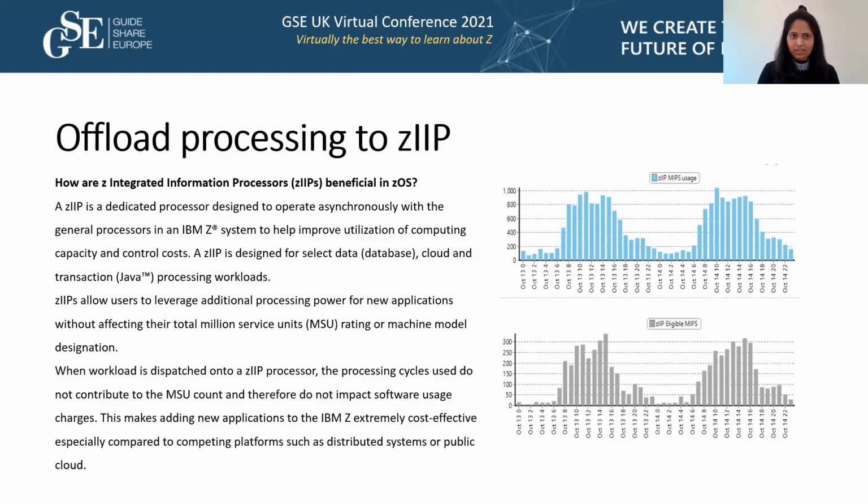Next one, offloading processing to the zIIP. Here on the right-hand side, I have two graphs. The blue one is showing average zIIP MIPS usage. The one below is zIIP eligible MIPS for one LPAR. During the peak period, it's consuming 1000 zIIP MIPS, but it's showing 300 zIIP-eligible MIPS running on general processors.